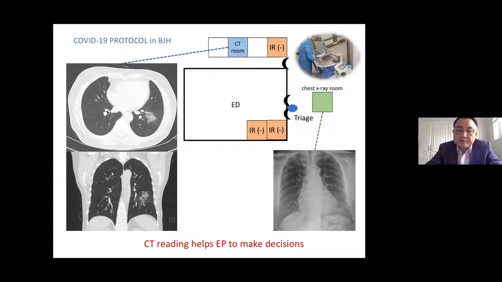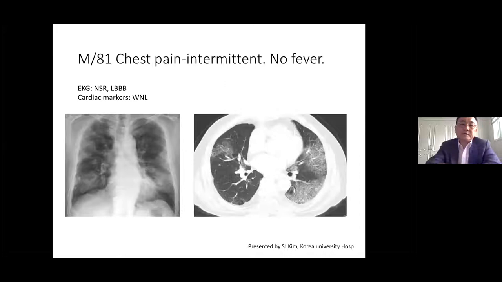CT reading by a radiologist helps the emergency physician a lot to make a decision. So I'll give some examples. This 81-year-old male patient complained of intermittent chest pain without fever. This chest X-ray prompted the physician to perform a CAT scan, which showed bilateral GGO and crazy paving pattern. So finally, the patient was confirmed as COVID-19 pneumonia.